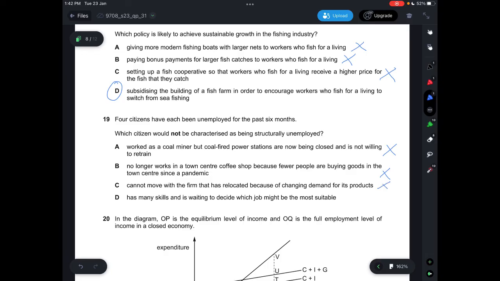D says has many skills and is waiting to decide which job might be the most suitable. This is frictional unemployment because you choose to be unemployed instead of being employed, as you're still finding the best job for you. This is frictionally unemployed, not structurally unemployed.